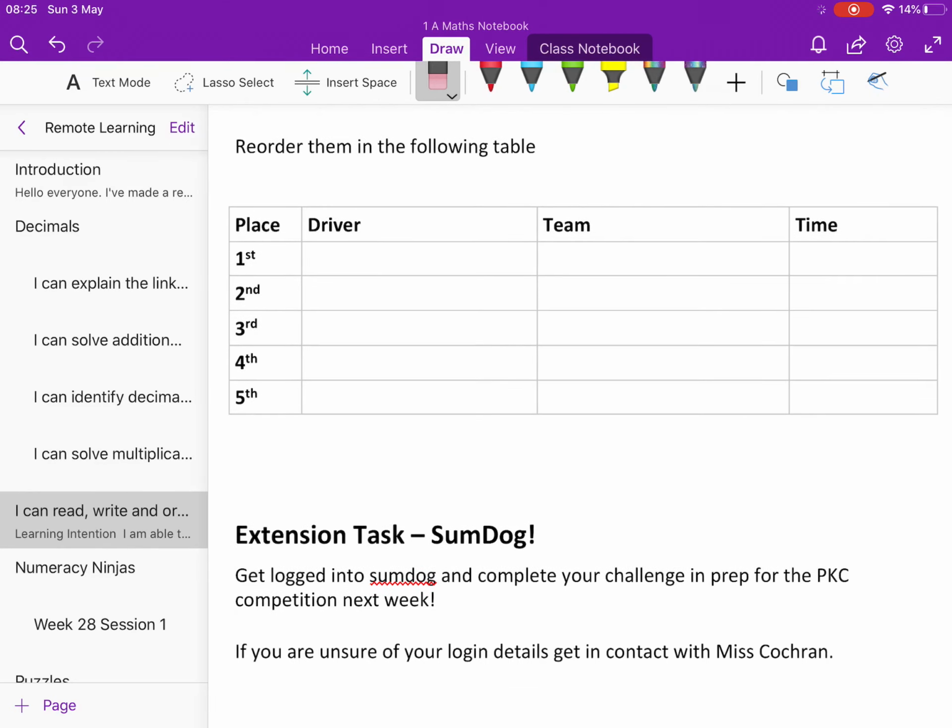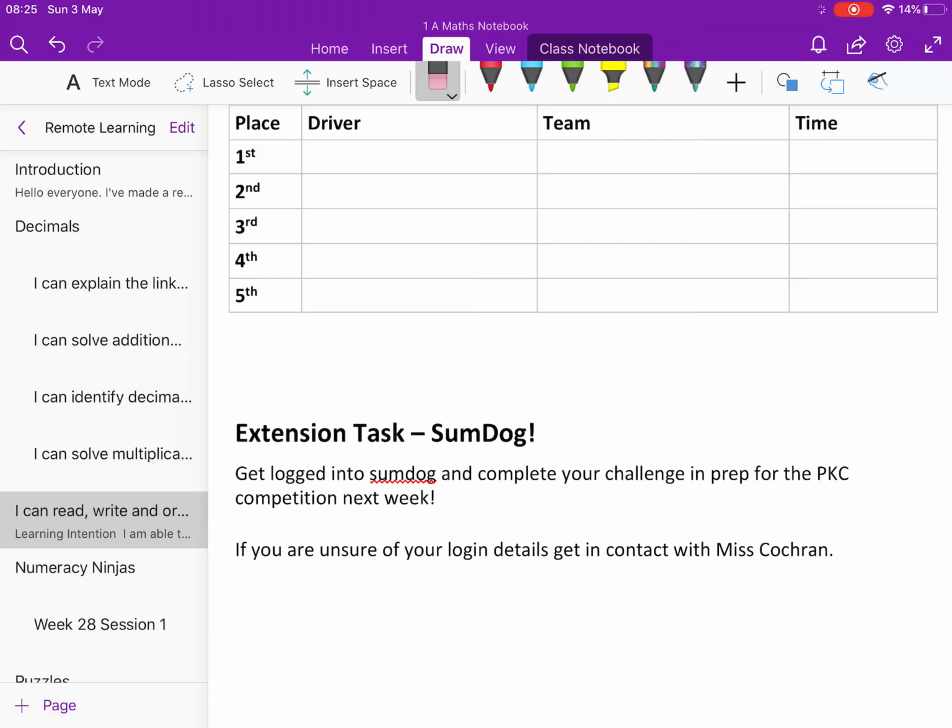Then, as I already said, get onto your SumDog, looking to enter the PKC competition next week. You should have your login details. If you can't remember them, get in contact with me, tag me in your class, and I'll upload the files to let you know what your SumDog details are.